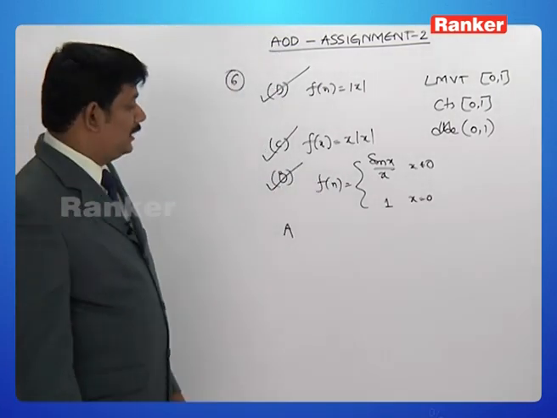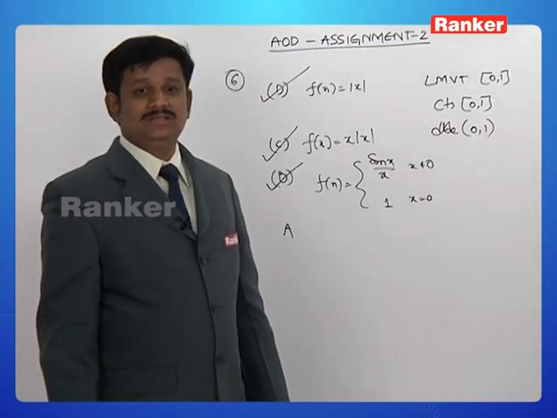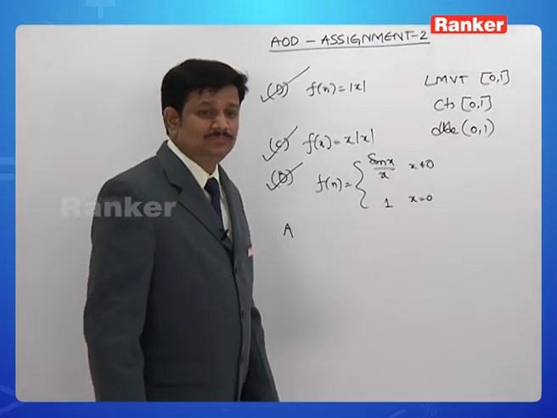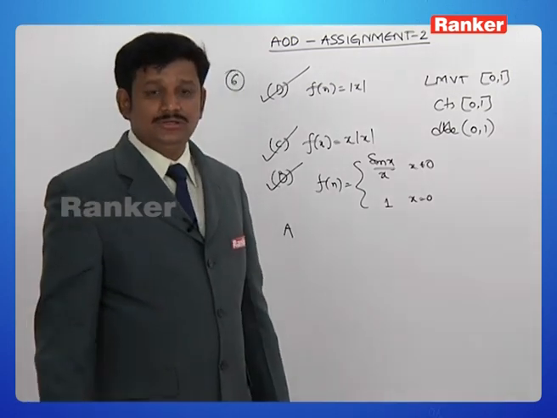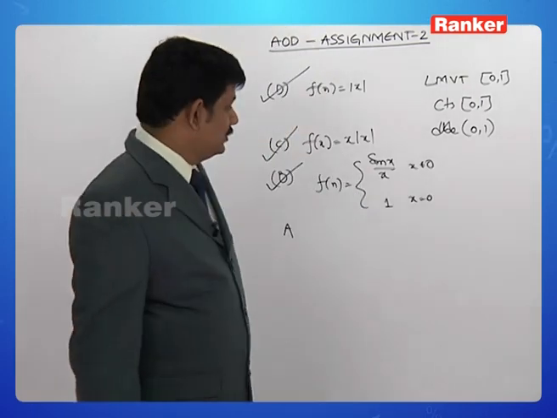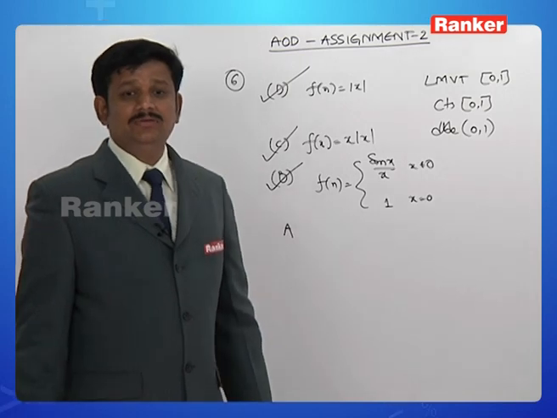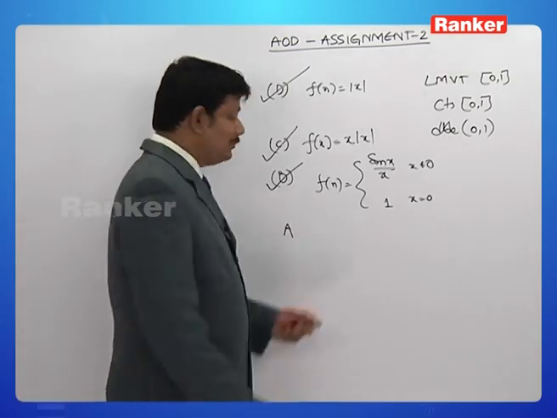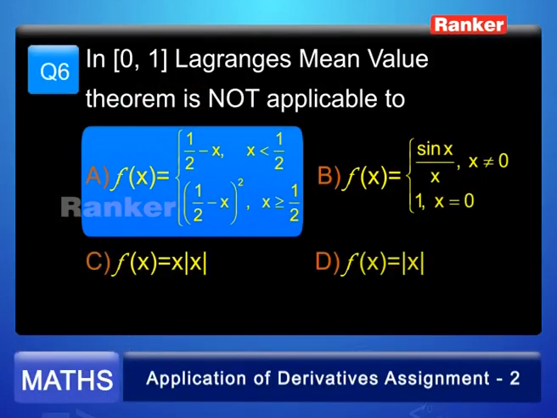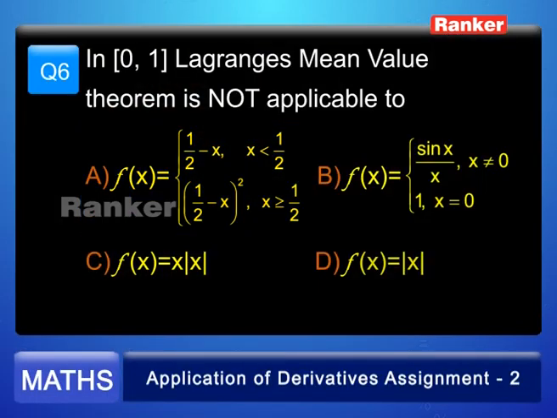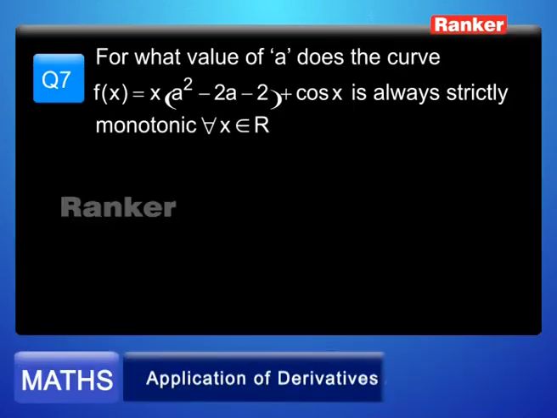You can check either the function, it is continuous, half minus x when x is less than half is 0. In the left hand limit, function value is also 0, right hand limit is also 0, but left hand derivative is minus 1 and right hand derivative is 0. So, there is no differentiability in option A. That is the reason LMVT cannot be applied for option A. Answer is A.